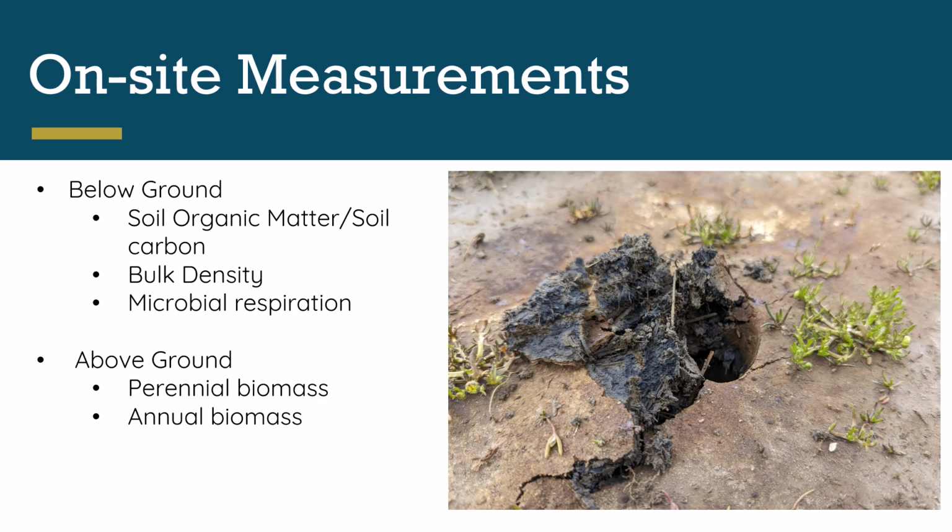Most often, modeling tools such as COMET are used to estimate the carbon benefit of conservation practices. Below ground, field-based measurements to assess and monitor carbon include measuring organic matter, measuring the bulk density of your farm soil, and measuring the microbial respiration. Above ground, you can also take measurements to consider the carbon stored in perennial and annual biomass. Tracking these measurements over time can inform whether a management system is resulting in increased or decreased carbon levels within a particular area of an operation.